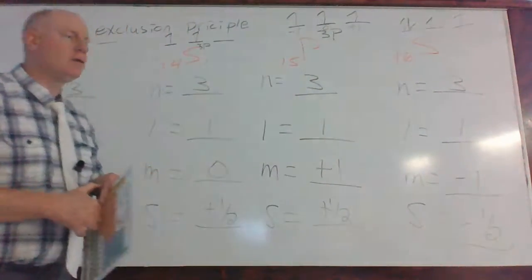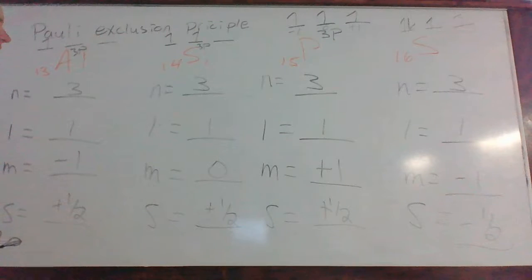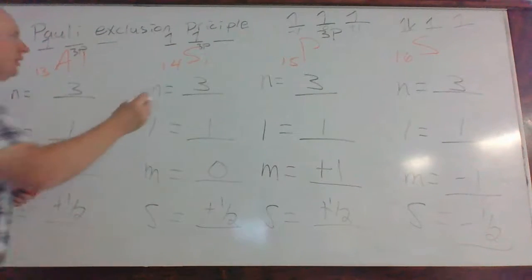Okay, so as we look at these, the Pauli exclusion principle says that no two electrons can have the same four quantum numbers. So as you look at this, obviously all four of them have n equals 3, because that last electron falls in which energy level? The third one.